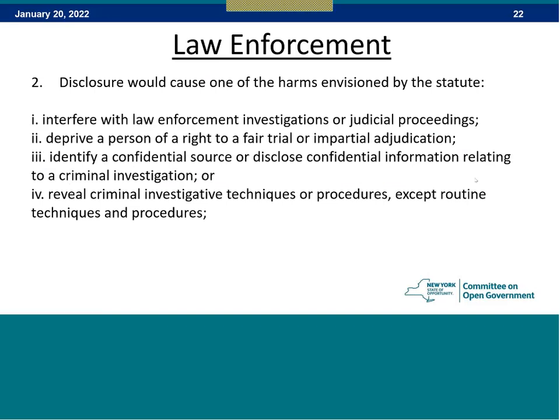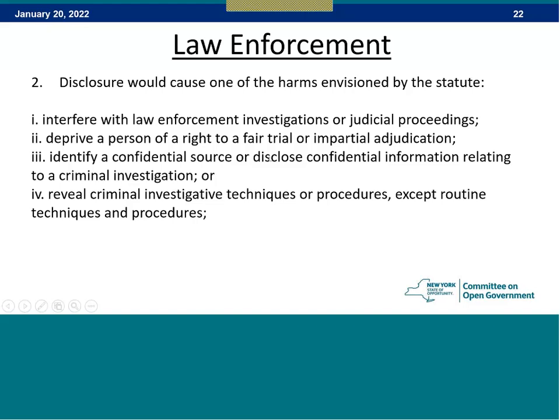The second element, the second part of the test, is that disclosure of the records would need to cause one of the harms envisioned by the statute. It would need to interfere with a law enforcement investigation or judicial proceeding. It would need to deprive a person of the right to a fair trial or impartial adjudication. It would need to identify a confidential source or disclose confidential information relating to a criminal investigation, or it would need to reveal non-routine criminal investigative techniques, which essentially would give potential criminals the combination to the safe, so to speak.